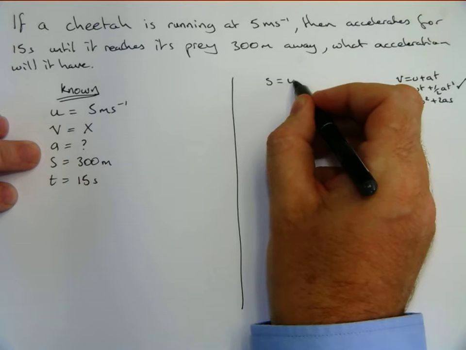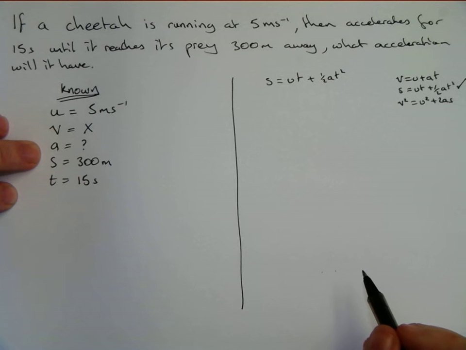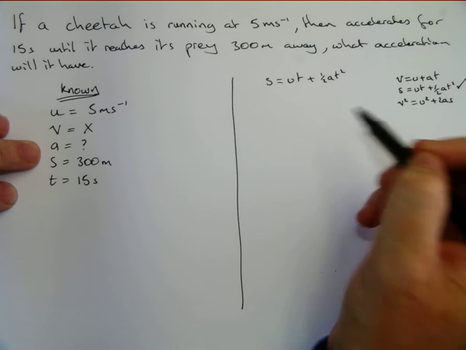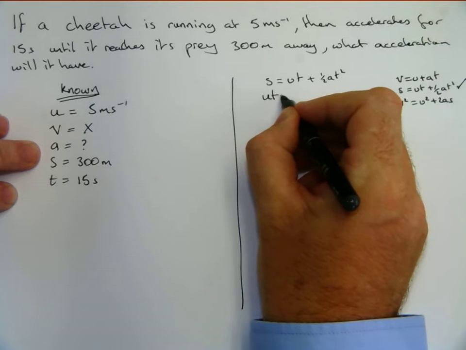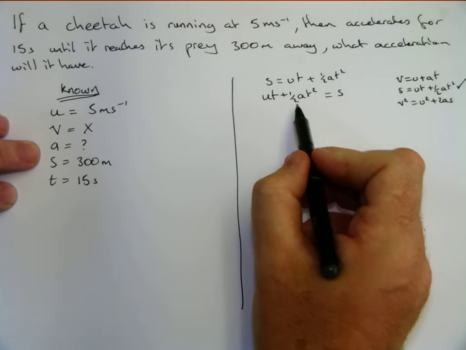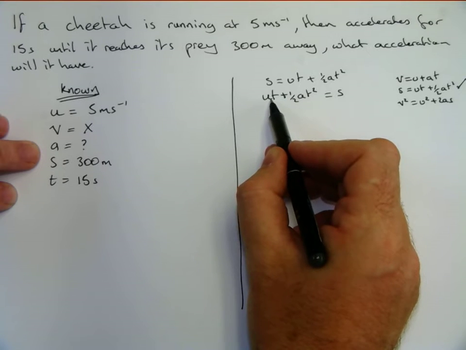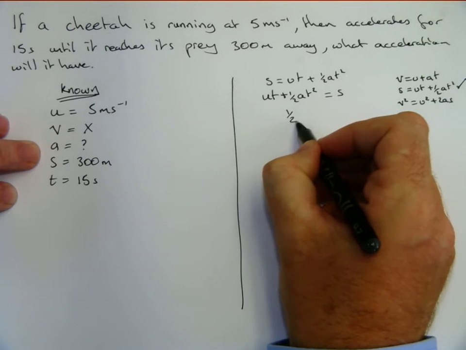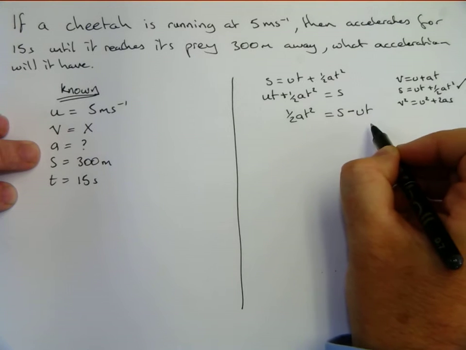So s equals ut plus a half at squared, but we want a at the front of the equation. So the step that I would take is simply to reverse the whole equation: ut plus a half at squared equals s. Then we'll want to keep this part and get rid of this part. Right now we're adding ut, so we want to subtract it from both sides of the equation. So that becomes a half at squared equals s minus ut.